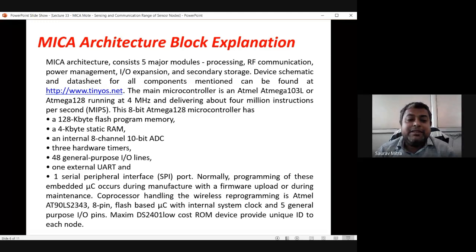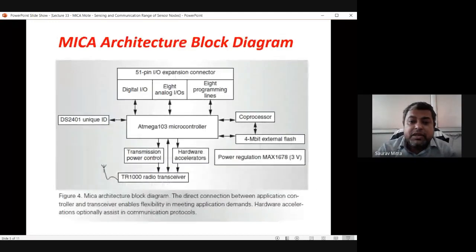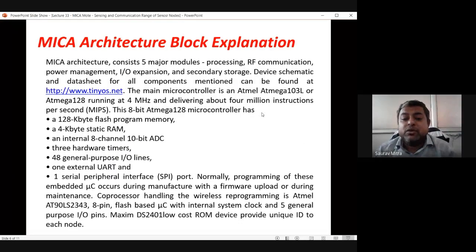So normally programming this embedded microcontroller occurs during manufacture with a firmware upload or during maintenance. Co-processor handling the wireless programming is Atmel AT90LS2343. So here also, whenever you are drawing this diagram, in this place of co-processor, you can name the co-processor as Atmel AT90LS2343, which is an 8-pin flash-based microcontroller with internal system clock and 5 general-purpose I/O pins. Maxim DS2401, it's a low-cost ROM device, provides the unique ID for each node.